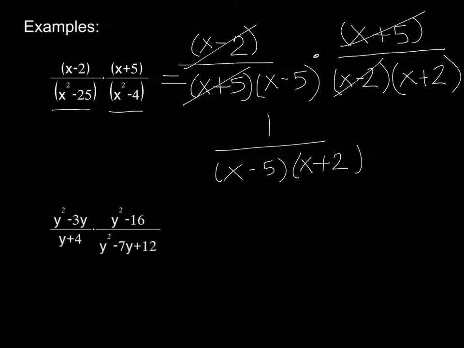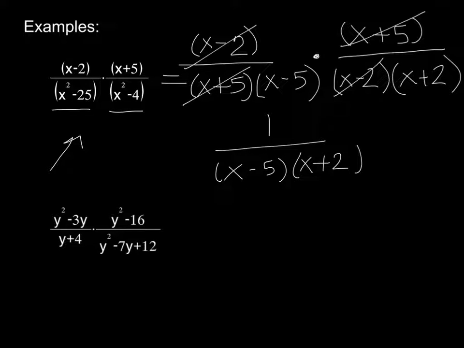Now remember, we can only cancel like factors. So you wouldn't want to start here and start canceling things. You would be canceling terms, or you would be canceling something that was part of a sum or difference. We only want to cancel things that are multiplied together.